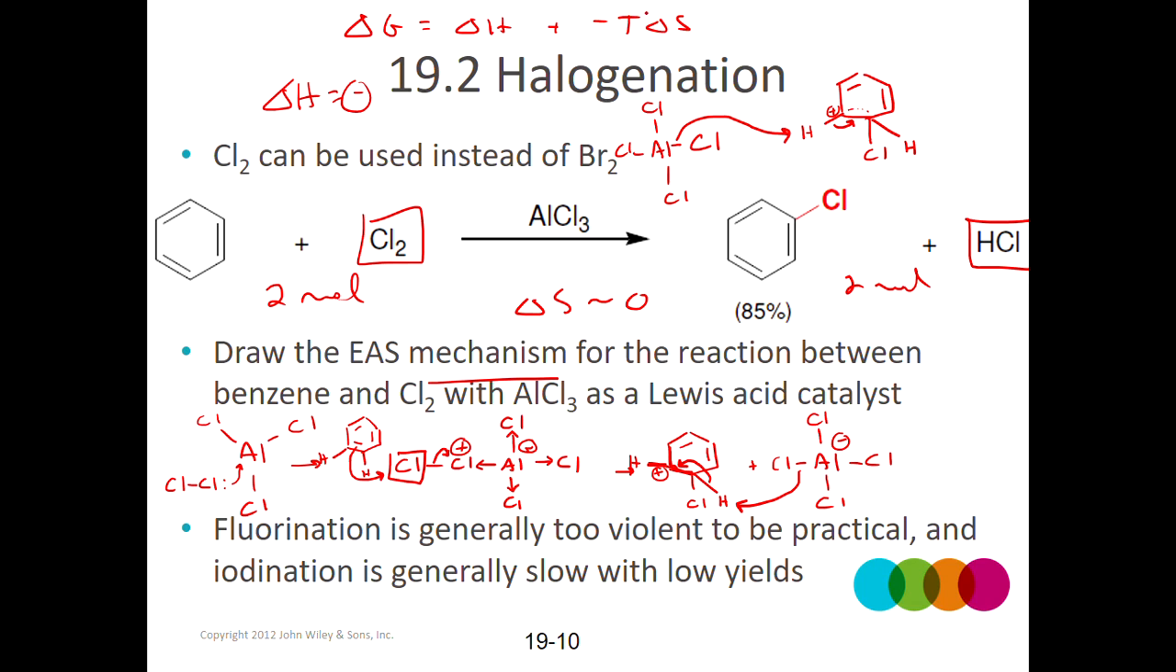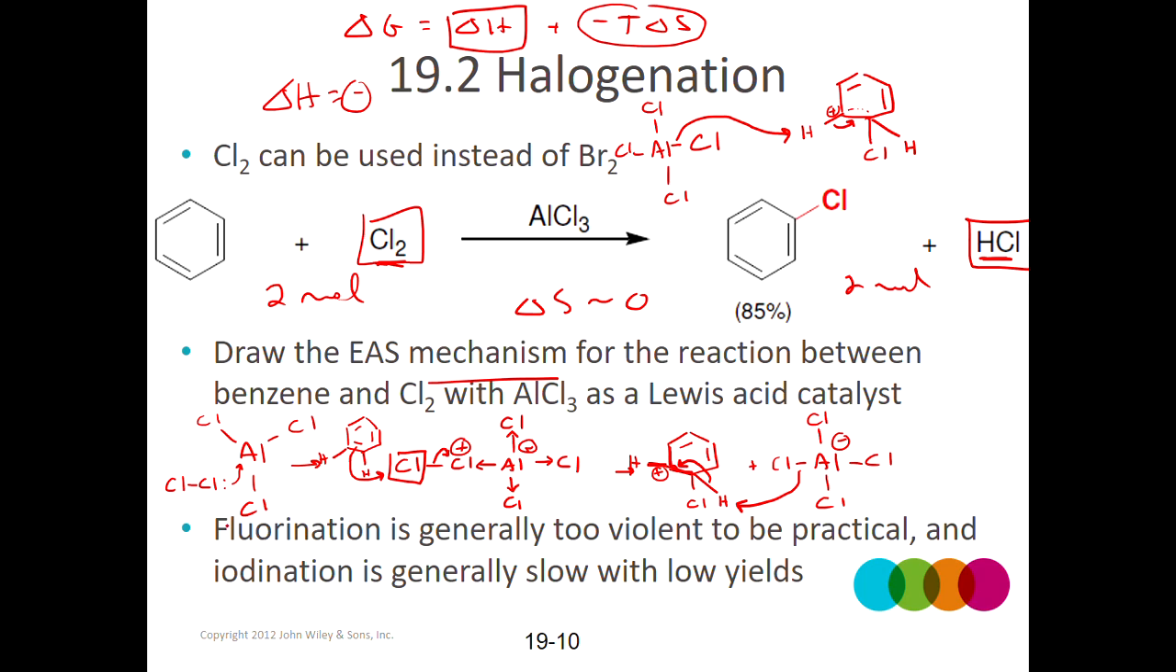And when delta S is close to 0, this whole term gets close to 0. And so whatever the sign is for delta H, that determines the sign for delta G. And so if we have a decrease in potential energy because the products are more stable than the reactants, that's what drives the process forward thermodynamically.